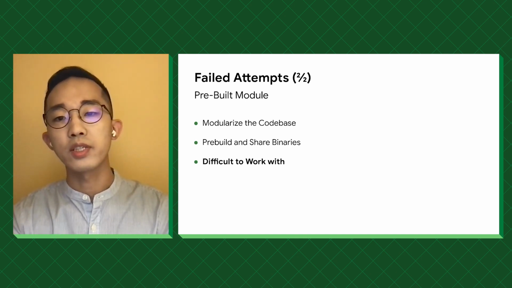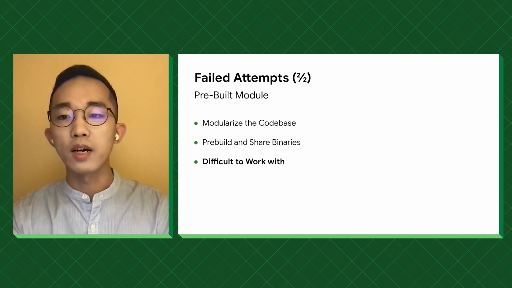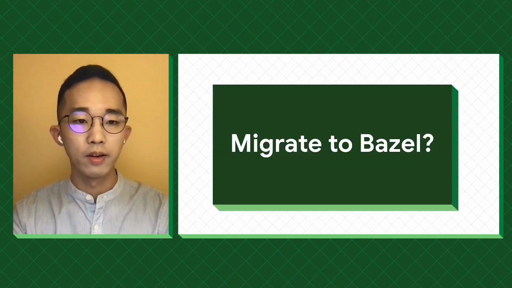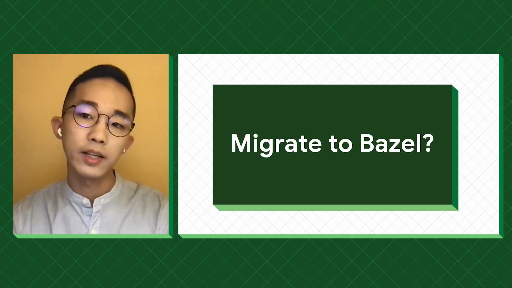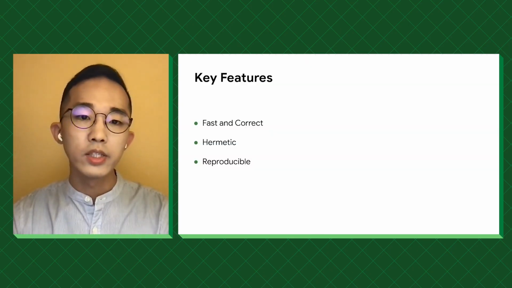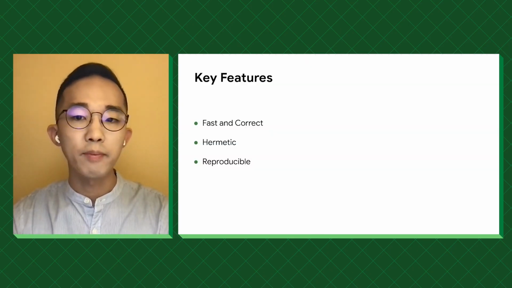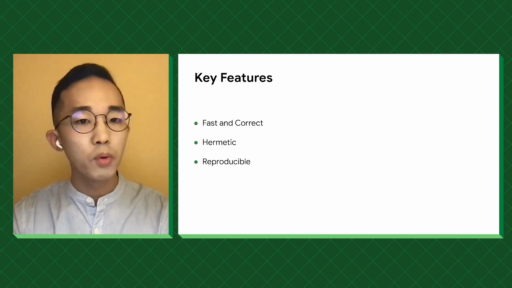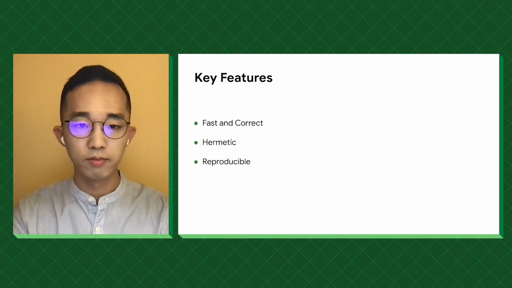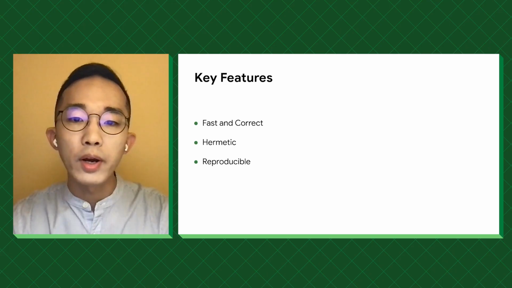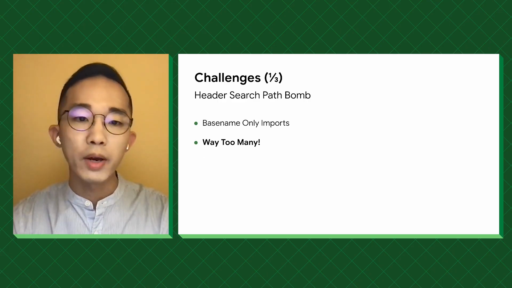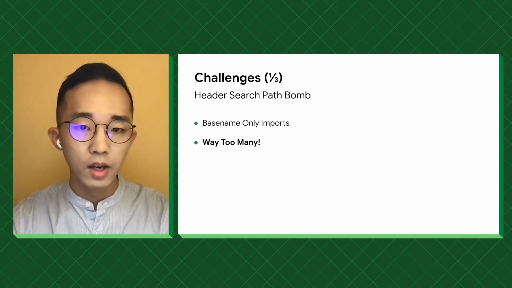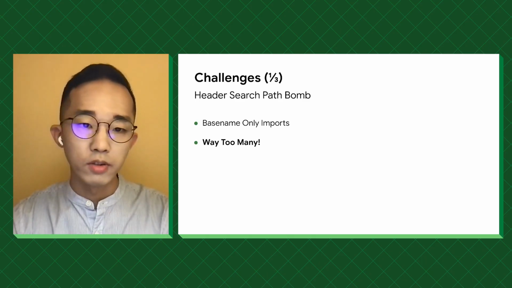After seeing previous successful migrations, we decided to give Bazel a try. Bazel is known for being fast and correct through hermetic and reproducible builds, so it's guaranteed that we can get the best part of the previous attempts without those pitfalls. After poking around with some small modules in QQ, we realized that migration won't be easy. There are three major blockers.